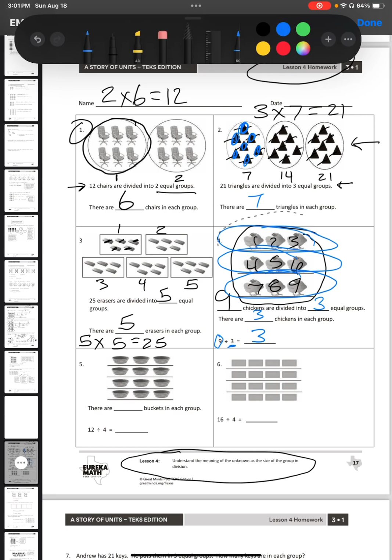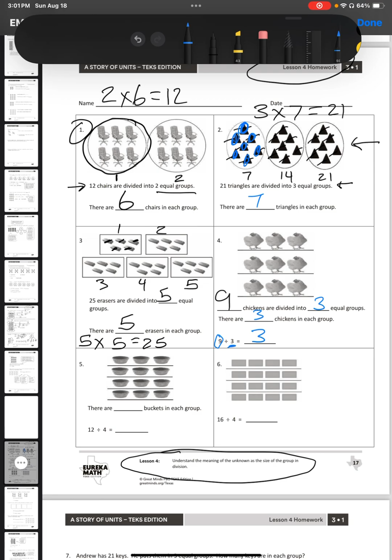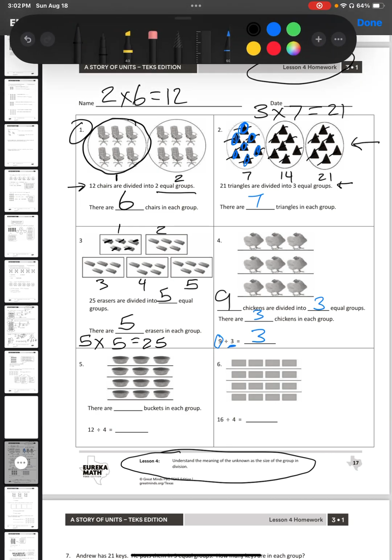Had we written our multiplication sentence first, for this array, it would have looked like this. 3 rows of 3 chickens equals 9 total chickens. When we start looking at our multiplication sentence and our division sentence, we're going to start to see that we have the same numbers being used.